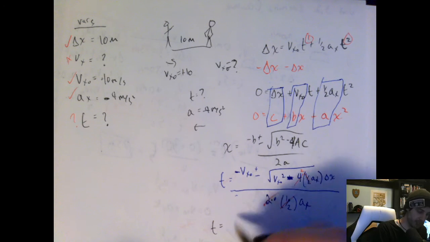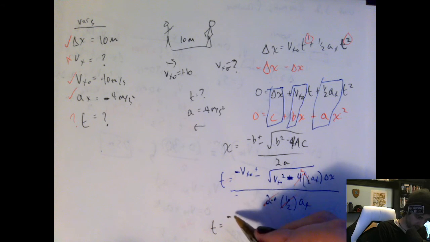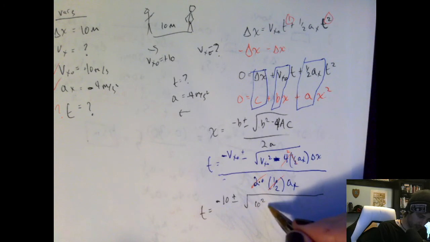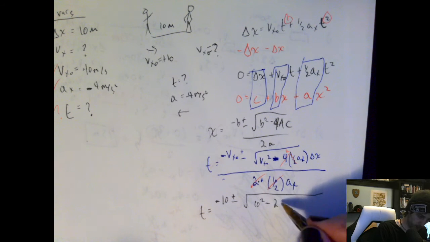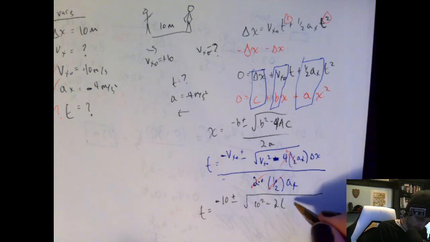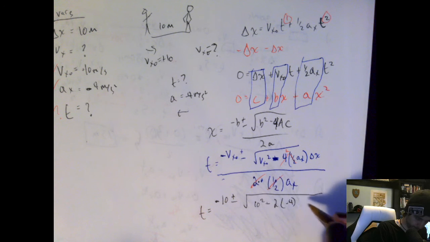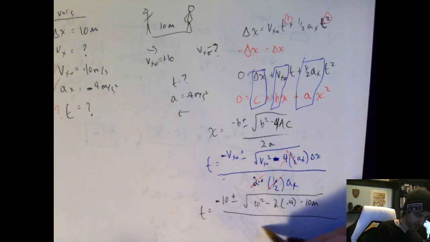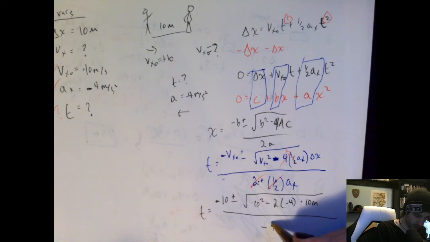So we'll have that time is equal to negative Vx naught, which was 10, plus or minus, and we're going to have to figure out which after we plug in the numbers, 10 squared minus 2 times negative 4 times our displacement, which was 10 meters. That's all going to get divided by negative 4.